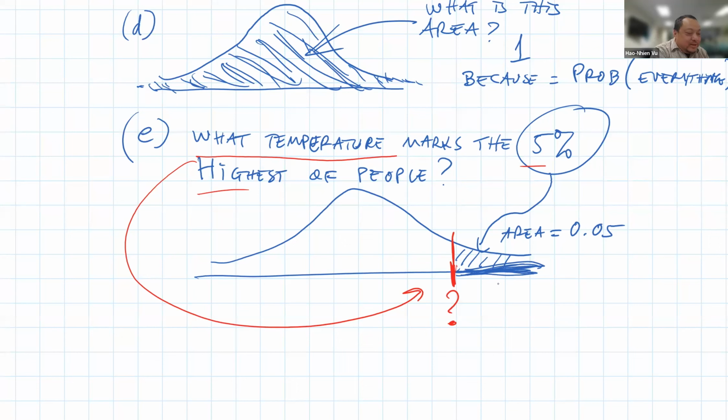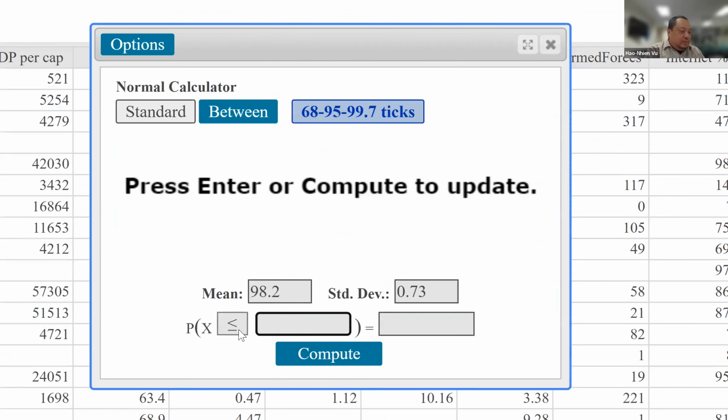It's on the greater than side because it's on this side, right? All these axes are bigger than the question mark. So I'm going to change this to greater than. So I don't know the temperature, but I do know the area.